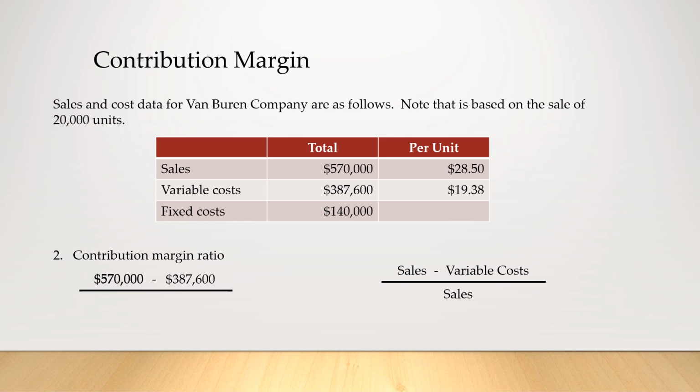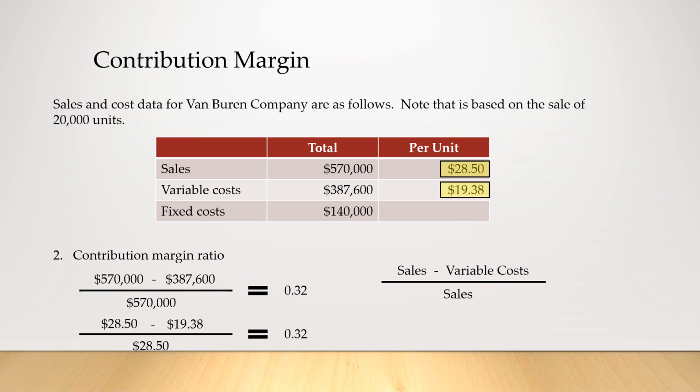Take the difference between those two numbers, then divide by sales. The result is 32%. You can also calculate this ratio using the per unit data. Take the difference between the sales price per unit and the variable cost per unit, then divide by the unit sales price. Again, the result is 32%.